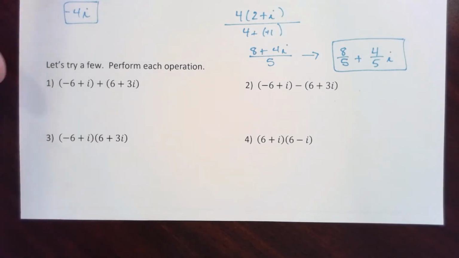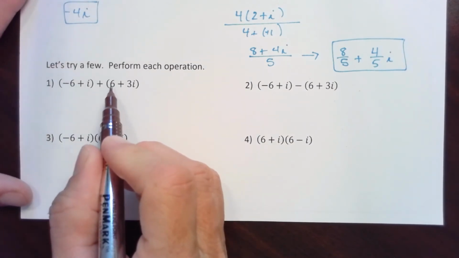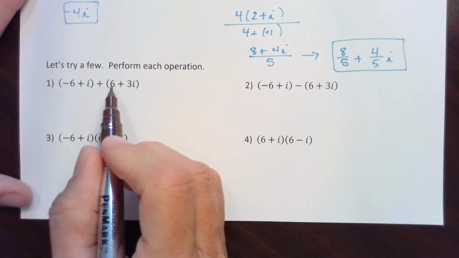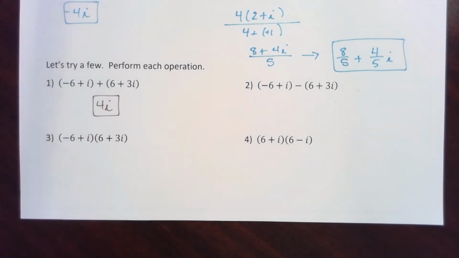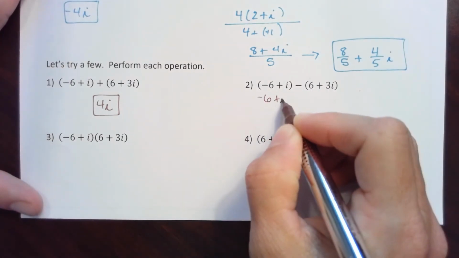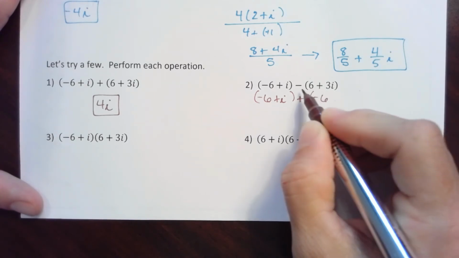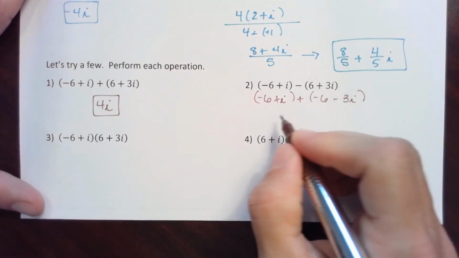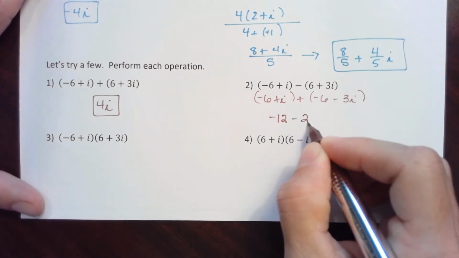So the first one we're adding, we add the real parts. Negative 6 plus 6 is 0. I'm just going to leave it completely simplified, so I won't write a real part. i plus 3i is 4i. On the next one, we need to distribute the negative. Negative times positive is negative. Negative times positive is negative. Negative 6 plus negative 6 is negative 12. i plus negative 3i is negative 2i.